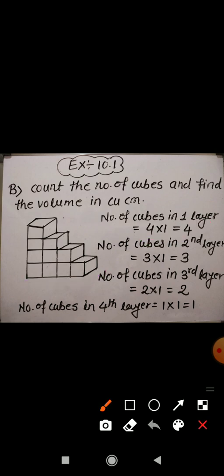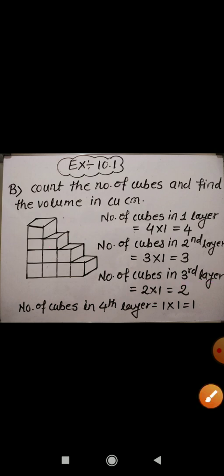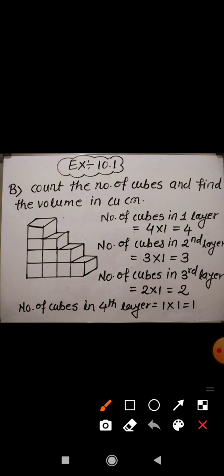In the second layer you can see there are 3 cubes this side and 1 cube this side. So number of cubes in second layer are 3 into 1, which is equal to 3. In third layer you can see there are 2 cubes this side and 1 cube this side. So number of cubes in third layer are 2 into 1, which is equal to 2. And in the fourth layer you can see there is only 1 cube this side and 1 cube this side. So number of cubes in fourth layer is 1.